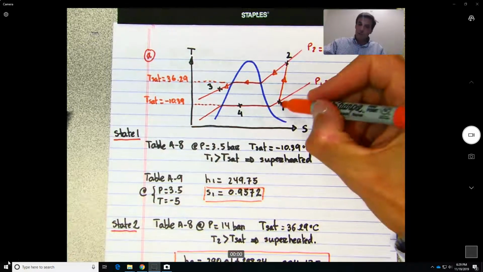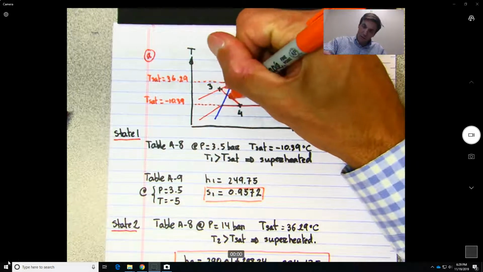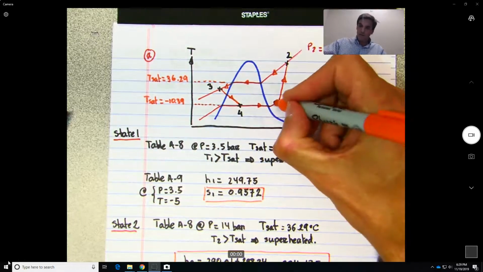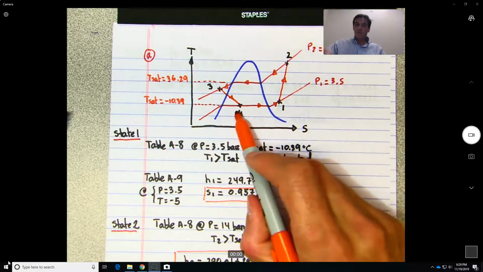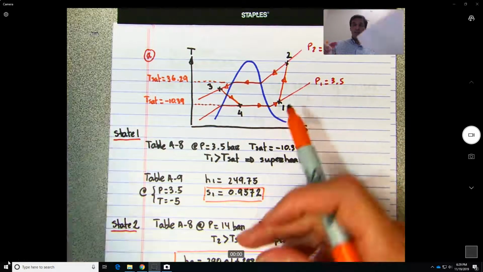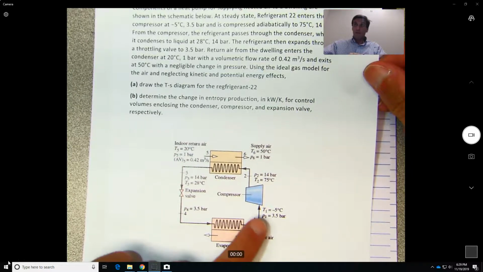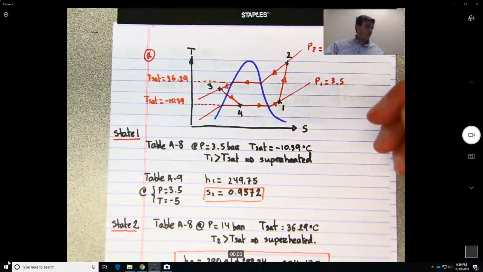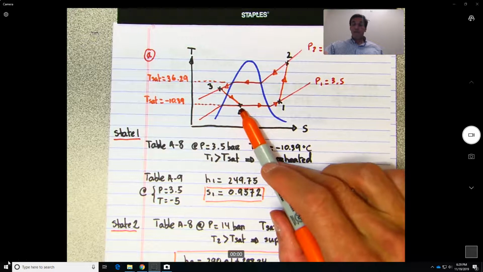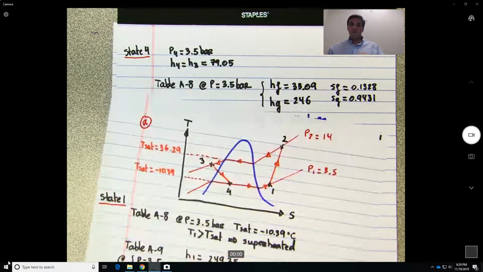So basically we have 1, 2, 3, 4, and now this goes back to 1 over here. Okay, so now we go from a mixture, and it's going to become a superheated gas again after going through the evaporator. Alright, but since it's a mixture, we need to find the quality factor. So what can we do in order to find the quality factor?